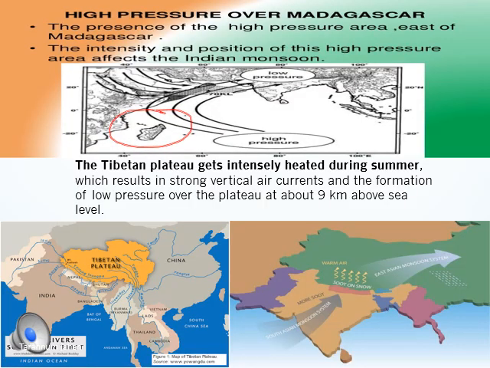Now the next factor that affects the Indian monsoon is the presence of a high pressure area to the east of Madagascar. Now where is Madagascar? Madagascar is near Africa. So the red circle you can see on the map is nothing but Madagascar. Madagascar is having the high pressure. Now why is Madagascar having the high pressure?